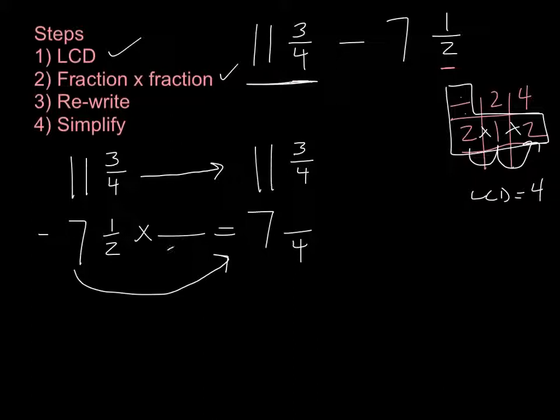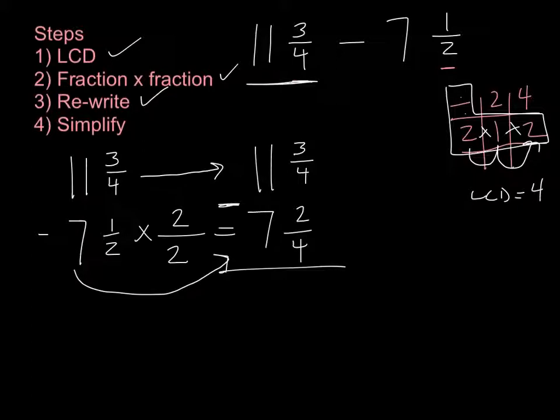2 needs to change into 4. 2 times 2 is 4. And if I put it on the bottom, it will also go on the top. 1 times 2 is 2. And there's my operation sign. So I have now rewritten the problem as 11 3/4 minus 7 2/4.